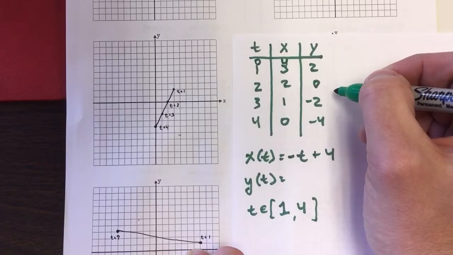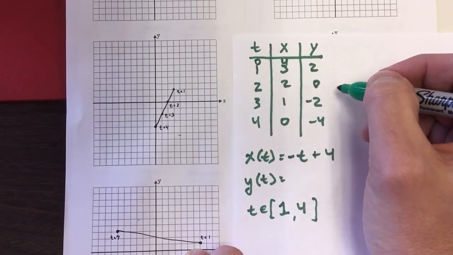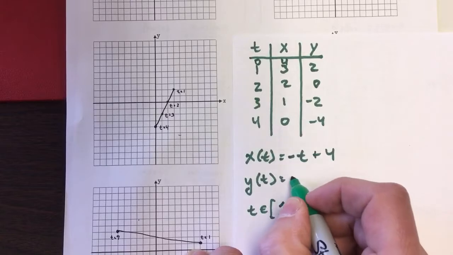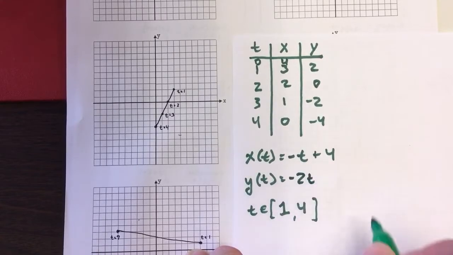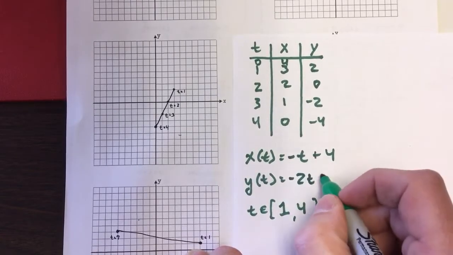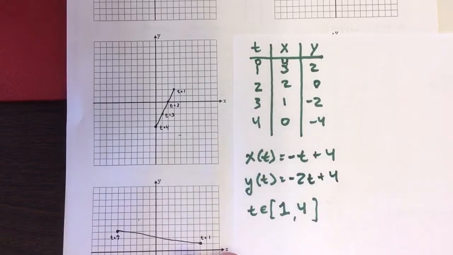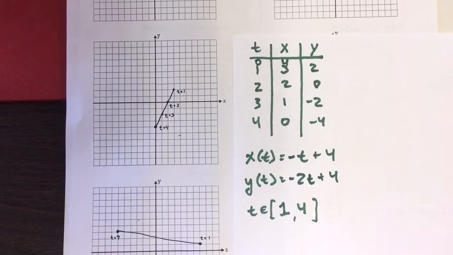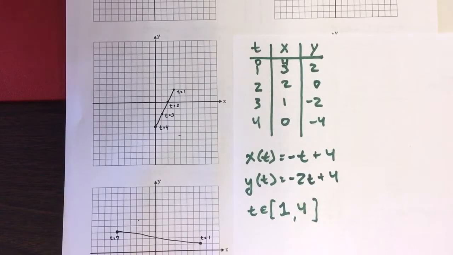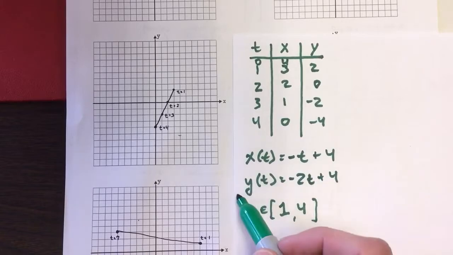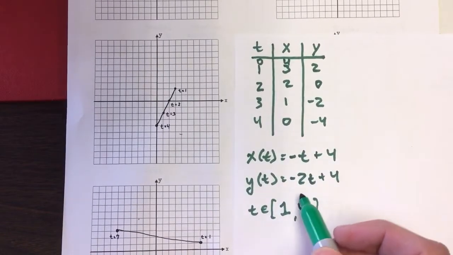How about our y? Negative 2. So we have a set of parametric equations. We have our horizontal motion. We have our vertical motion.